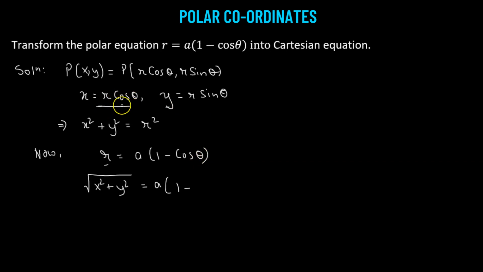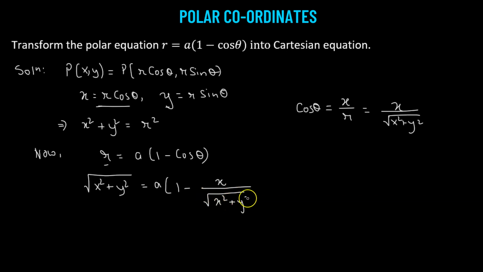If we use this equation, x equals r cosine theta, then cosine theta becomes equal to x over r, and then we can replace the value of r with the square root of x squared plus y squared. So this is the equivalent form of cosine theta. We will use this fact here. We have x divided by the square root of x squared plus y squared.